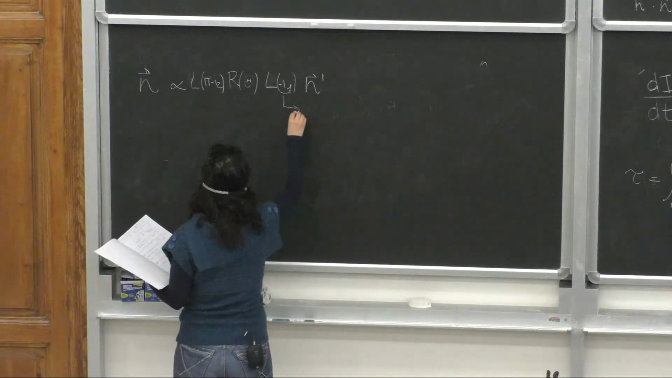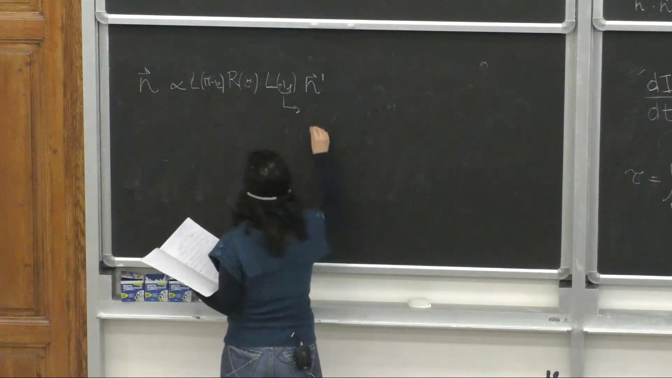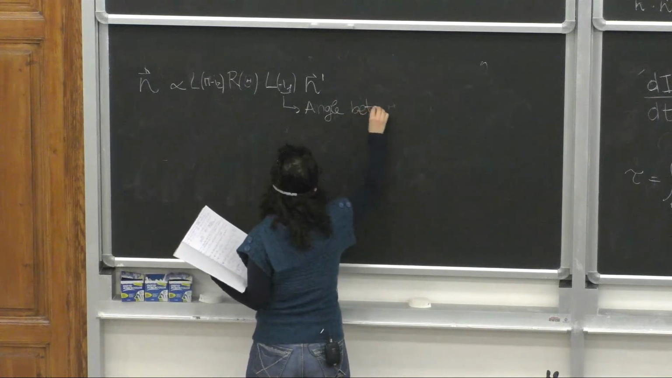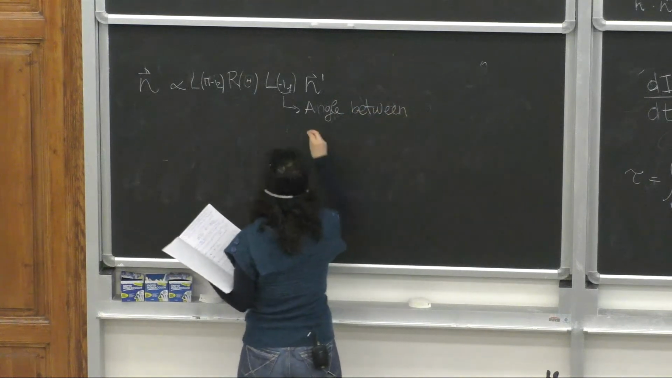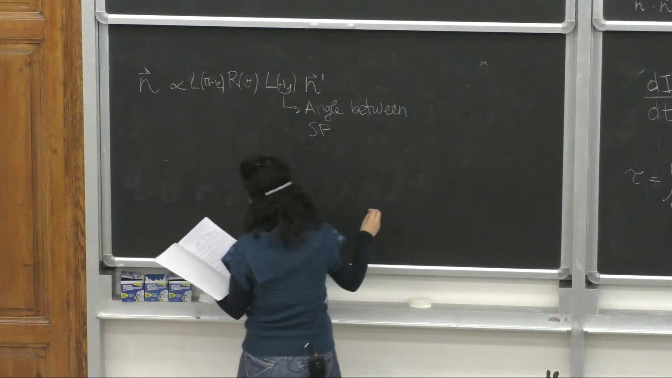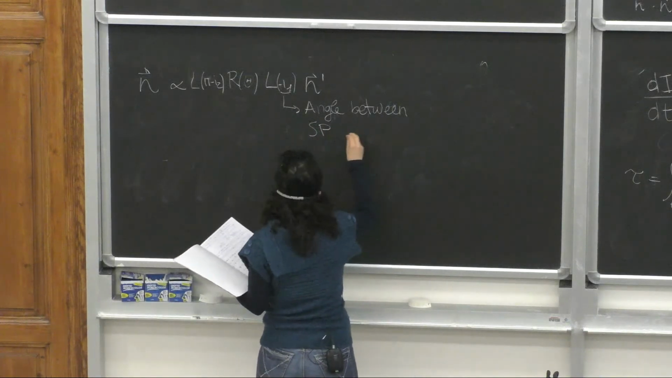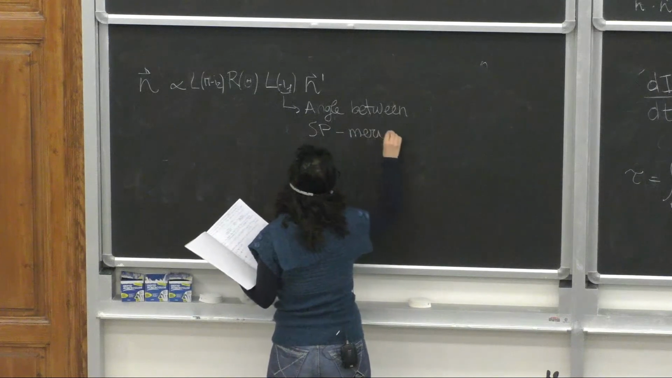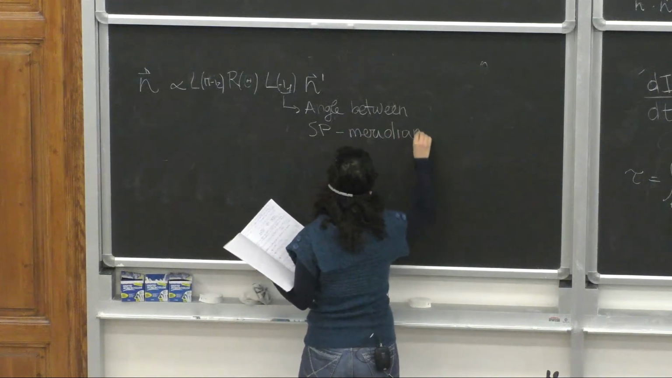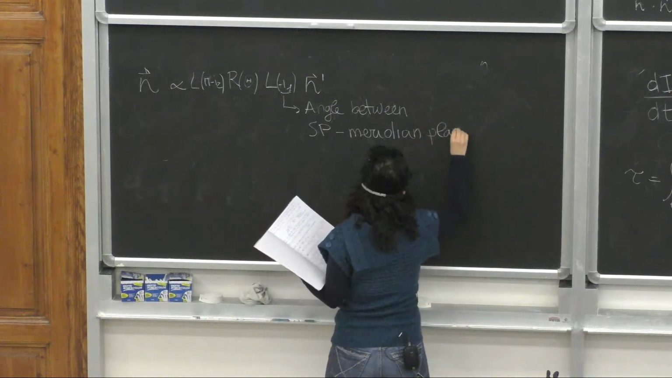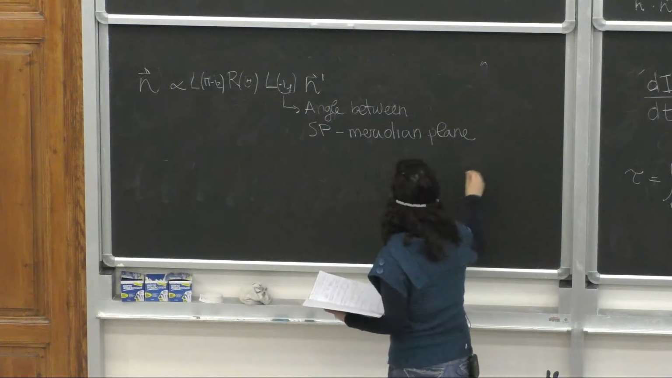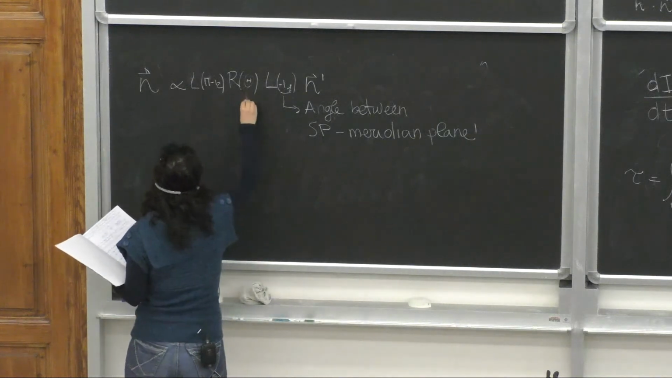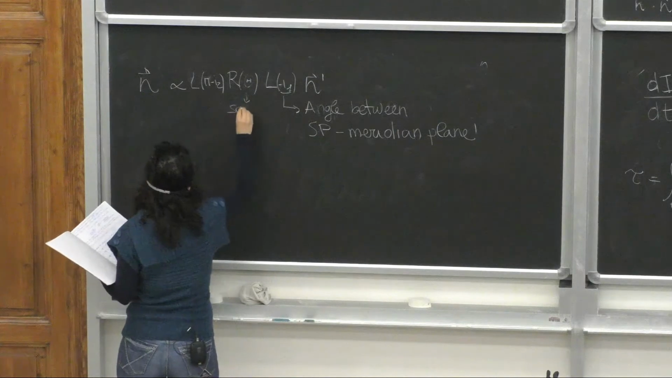Let me just add that this I1 angle is the angle between the scattering plane, let me call it SP, and the meridian plane of the incoming radiation, so is a prime. Theta is the scattering angle.